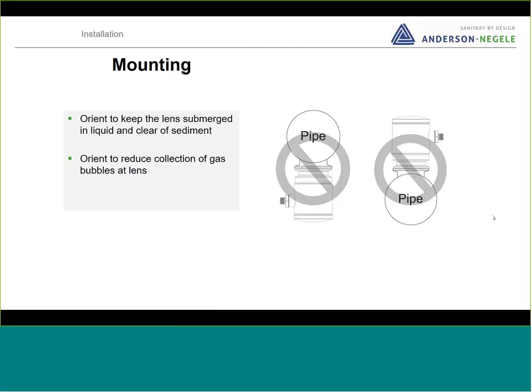So counter to the two I just showed you that were the way we'd like to see it, we do not want to see it oriented on the bottom of a horizontal pipeline, and that would be because this sensor, if it was mounted this way, would be prone to collect sediment. In addition, if we were to place the sensor on the top of the pipeline, we've now created a high spot in the line for any air or any gas present to collect. So we want to eliminate those possibilities and avoid this installation at all costs.